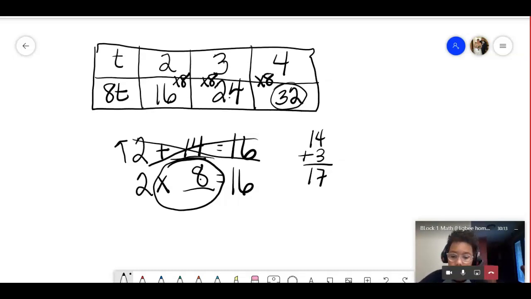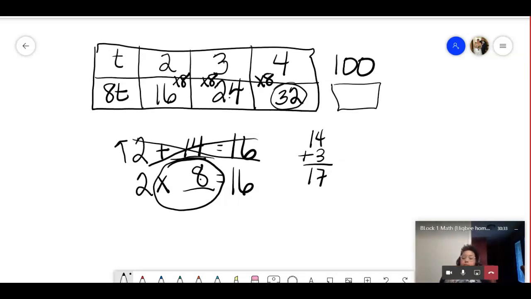Now, I know that there's a pattern here: 2, 3, 4, 16, 24, 32. That's a pattern, but remember, a pattern and a rule are different. Because if somebody says your t is 100, I want to figure out this value quickly instead of doing out a pattern 5, 6, 7, 8, 9, 10. That would be too much. So to find this, I'm going to do 100 times 8. Any questions on that one?